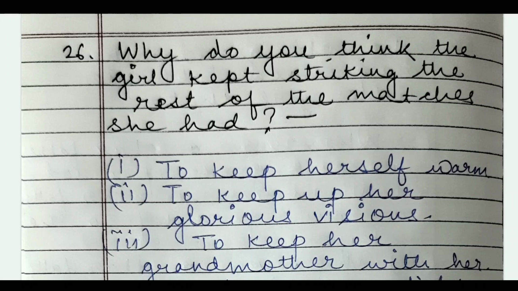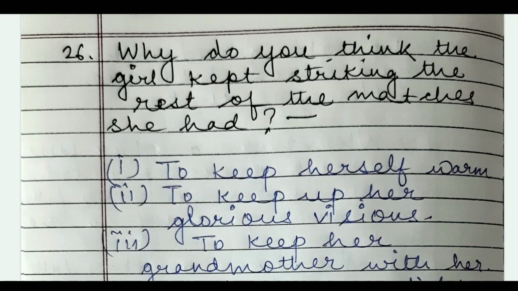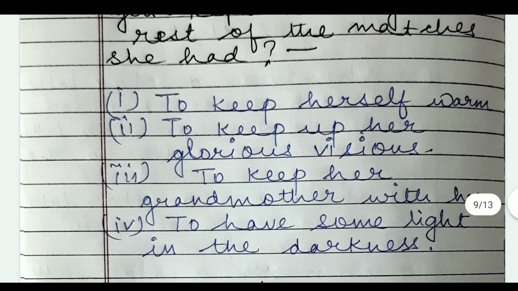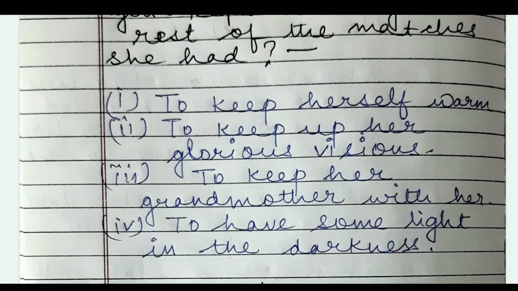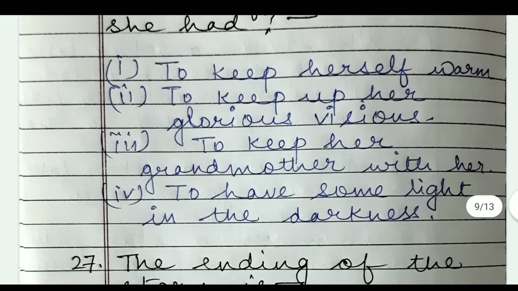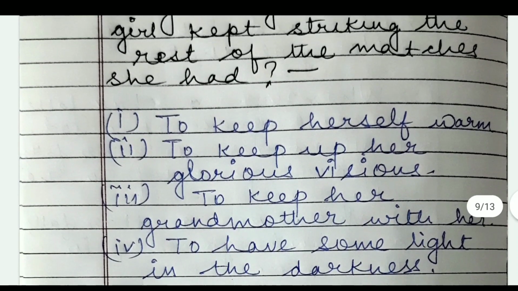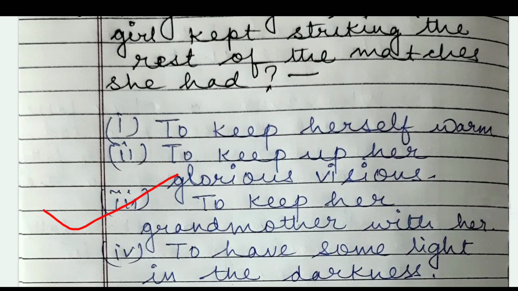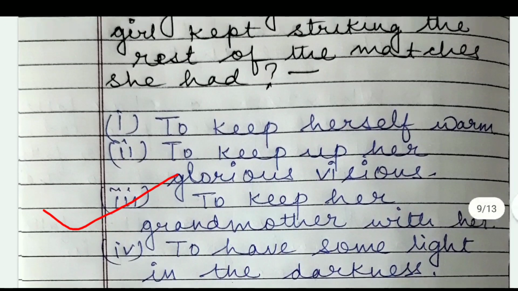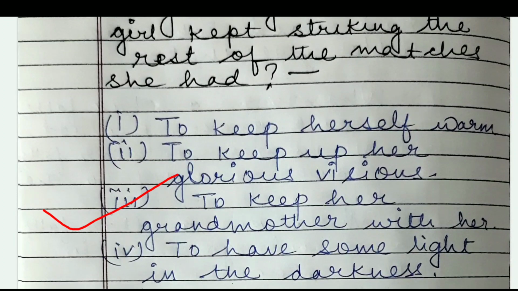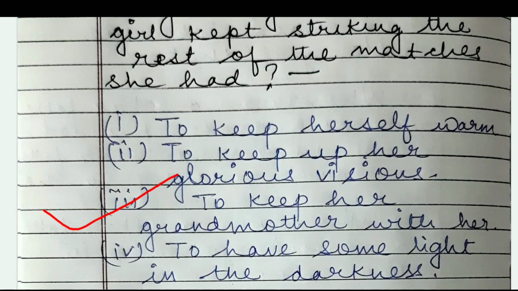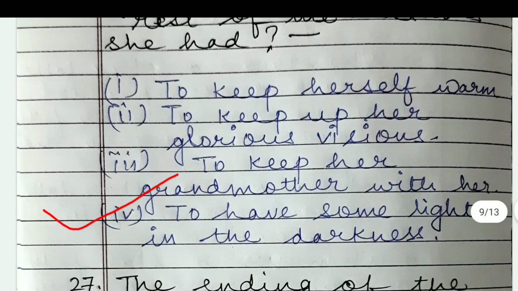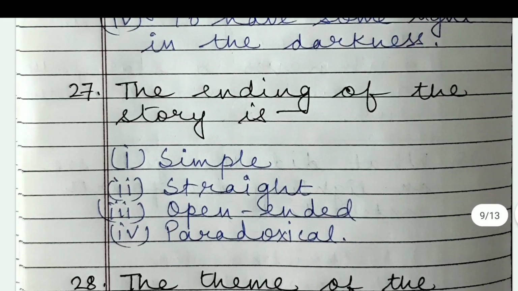Next, question number 26. Why do you think the girl kept striking the rest of the matches she had? Option 1, to keep herself warm, to keep up her glorious visions, to keep her grandmother with her, to have some light in the darkness. And the right answer is to keep her grandmother with her, because she did not want to lose the only person who had loved her in this world and whom she also loved too dearly. So the right answer is option 3, to keep her grandmother with her.